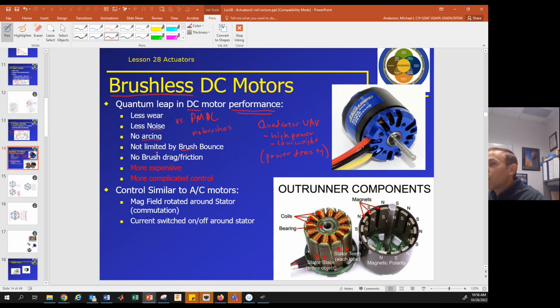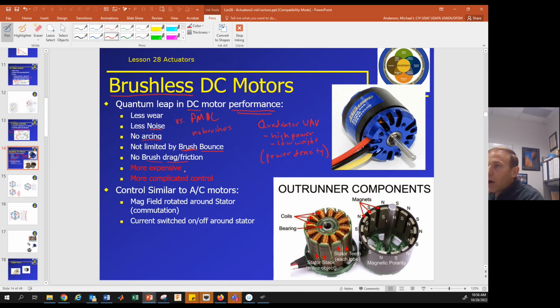And we didn't really talk about this, but for a PMDC motor, its speed is limited by what's called brush bounce. And that's just the dynamic characteristic. Those brushes sitting on the commutator are going to vibrate as it moves faster and faster. And at some point, those things vibrate so much that they lose contact and can't transmit power to the rotor. So we eliminate that with the brushless motor. No brush drag and friction.